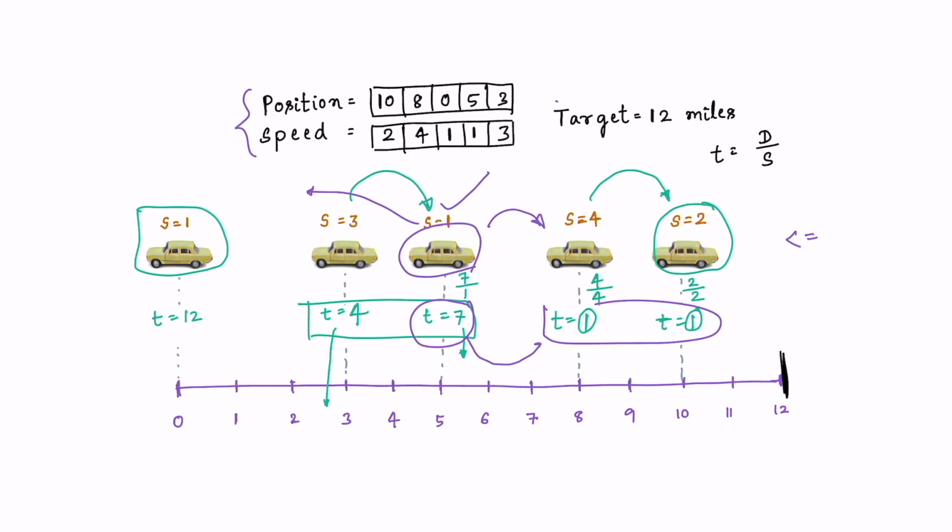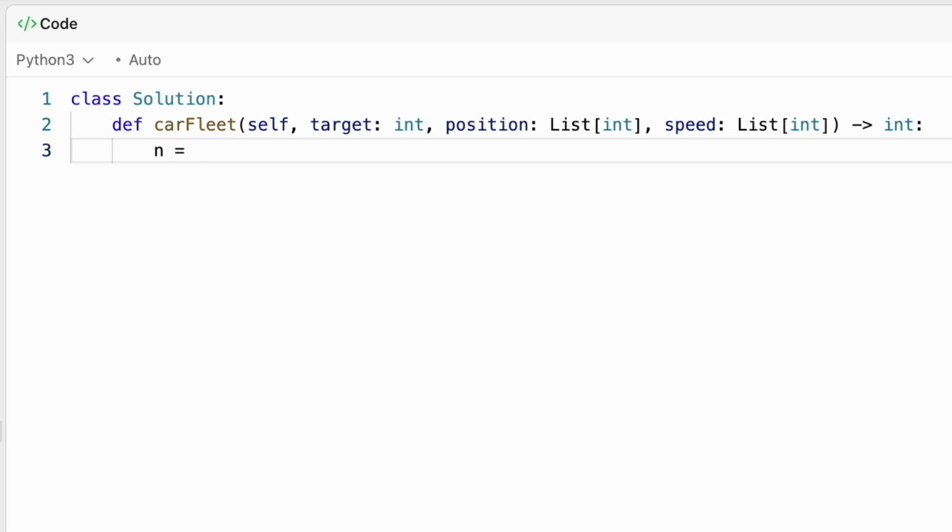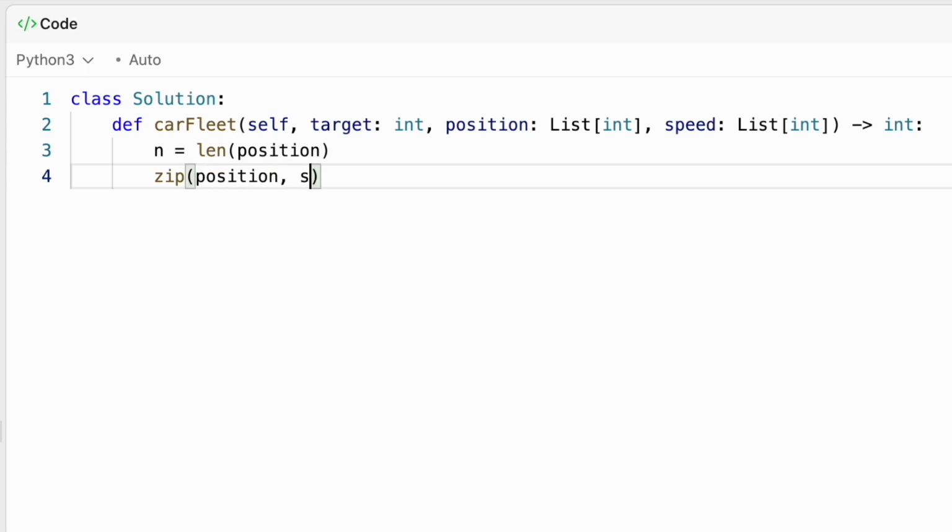The runtime complexity of this algorithm would be O of n log n, because we have to sort these input arrays to process the cars from the closest to destination to farthest. Let's write the code for this algorithm. Let's call n the number of cars, which will be the length of position or speed. We have to process cars from closest to farthest to the destination. So that means we have to sort these cars based on their position. But we also need to keep the indices of speed intact, so we zip them together. Zip position and speed.